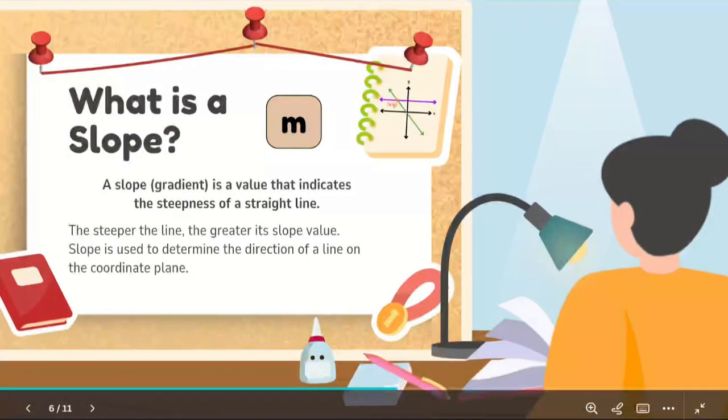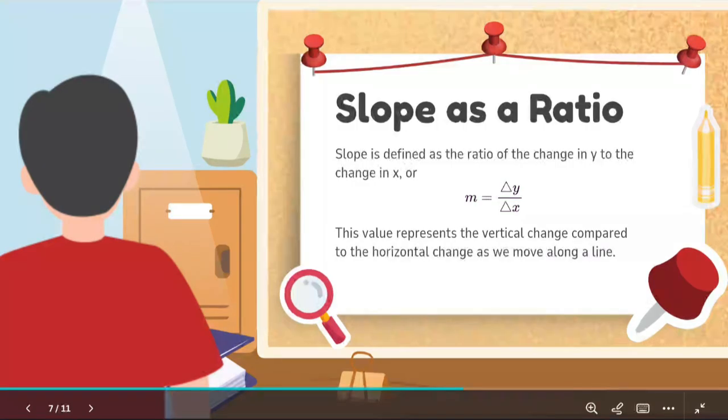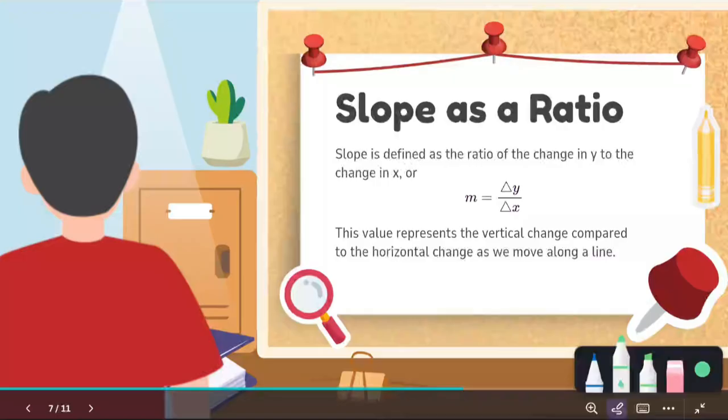A slope or gradient is a value that indicates the steepness of a straight line. The steeper the line, the greater its slope value. Slope is used to determine the direction of a line on the coordinate plane. Then, slope is defined as the ratio of the change in y to the change in x. Like this.